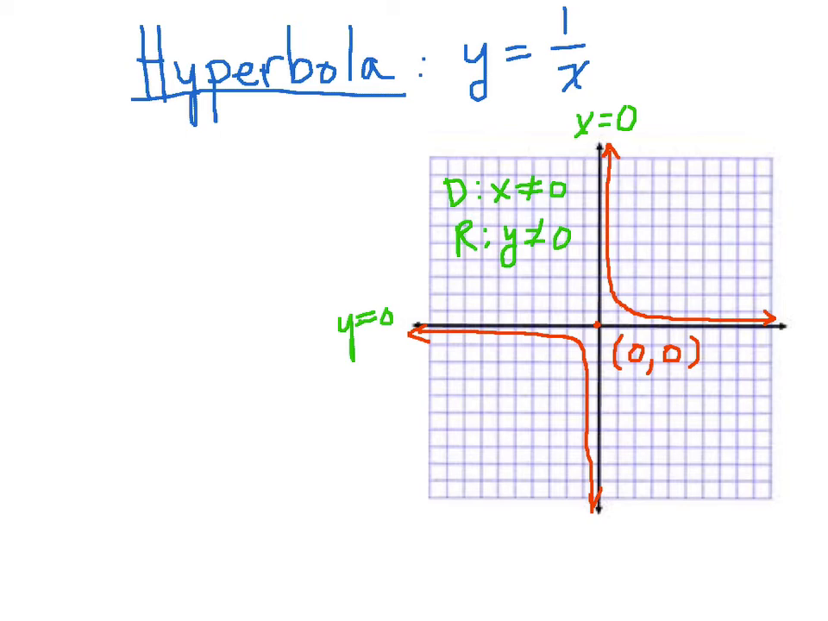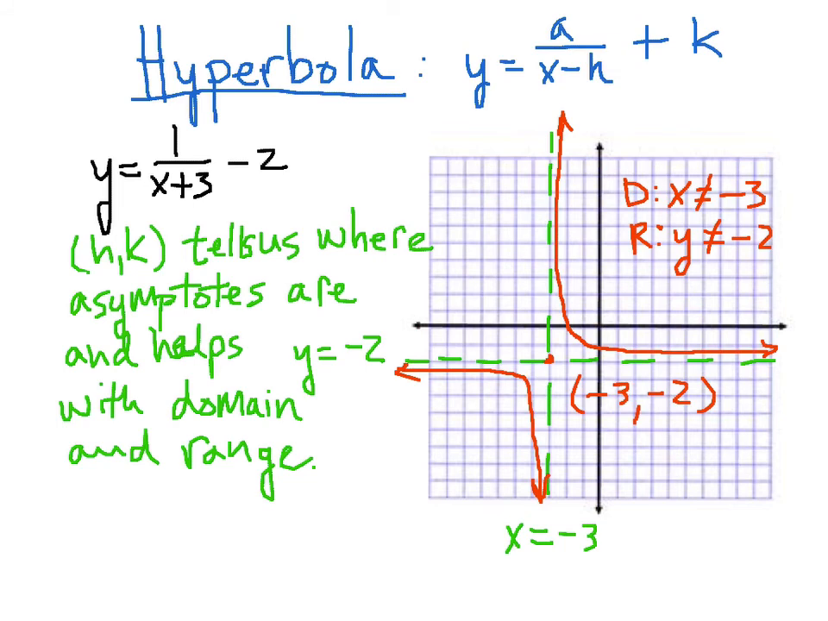So let's take a look at a couple of examples here. So h and k tell us where asymptotes are and help with domain and the range. So h here is negative 3, k is negative 2. So we put in the asymptotes, x equals negative 3 and y equals negative 2. Our new locator point is at negative 3 and negative 2, and we just draw our nice curve hugging both the vertical and horizontal asymptotes on both branches. And then our domain and range are related to h and k.